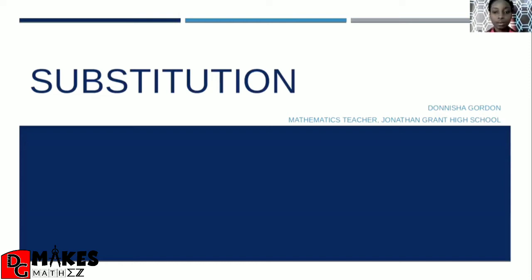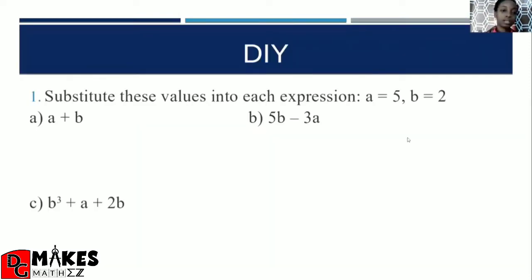All right, so I'm trying to change that screen. All right, so substitute these values into each expression. A equals 5 and B equals 2. And the first one we're asked to do is A plus B. As I go along, I am going to point out where some of you may have gone wrong, some of the misconceptions you're still having, some of the basic stuff that you need to shake up on.